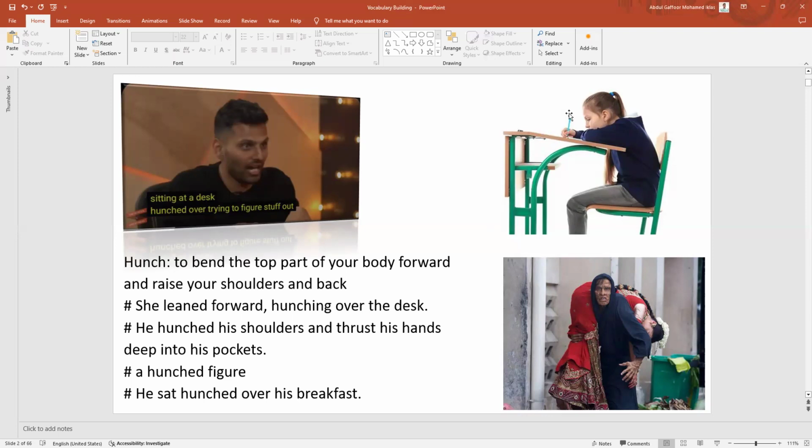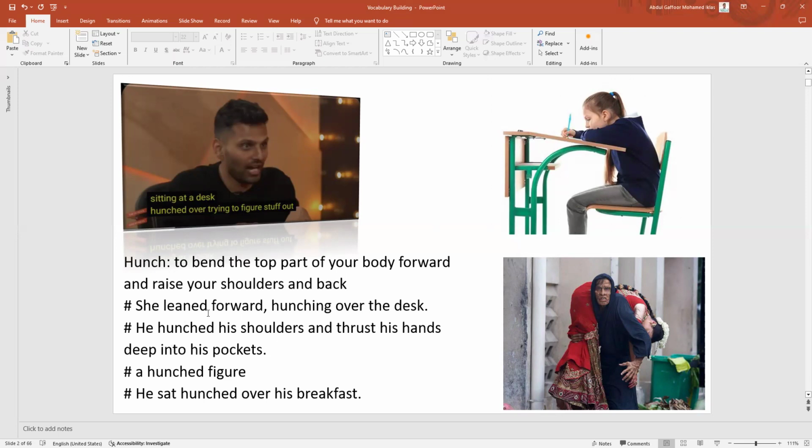If you look at this picture, this girl is writing something on the desk. To write, she is bending her body. So, she leaned forward, hunching over the desk. This is the picture of this sentence. Then if you look at the second example: he hunched his shoulders and thrust his hands deep into his pockets.